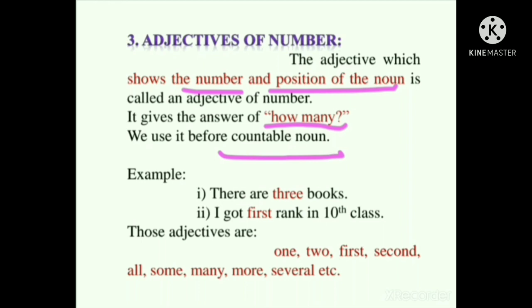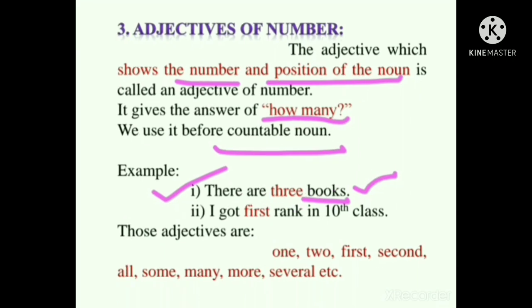For example, see in the first example: there are 3 books. Here books is a countable noun because we can count those books in numbers, 1, 2, 3, 4, like this. And also they have plural forms, here book, books, like that. And before that there is an adjective, that is 3, and 3 is an adjective of number. Then we can ask the question, how many books are there? Then the answer will be 3.